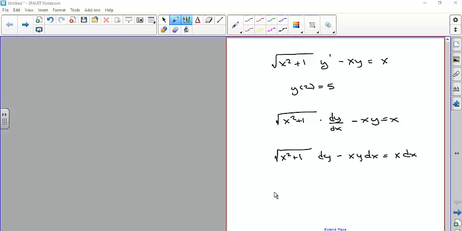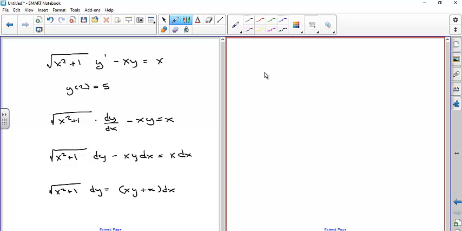Then we'll move everything that involves dx to the right hand side. So we'll have xy plus x times dx. And luckily for us, we have this common term in the stuff on the right hand side, so you can factor out the x. That leaves y plus 1. And the reason I put it in this order is because I have x, y, and then the differential part. I could have put the x at the end, and now you can see that we can separate them.